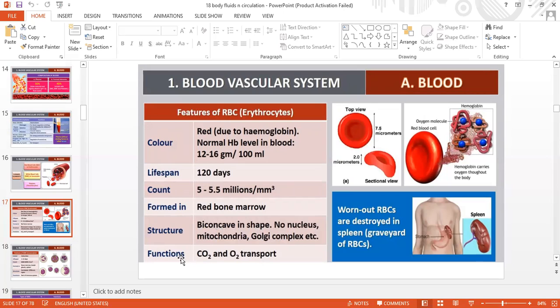Basically, what is the function of RBC? It transports carbon dioxide and oxygen. You can see over here the structure of an RBC. It's biconcave in shape, and the worn out RBCs, the dead RBCs, are destroyed in the spleen, and that's why the spleen is also known as the graveyard of RBC.